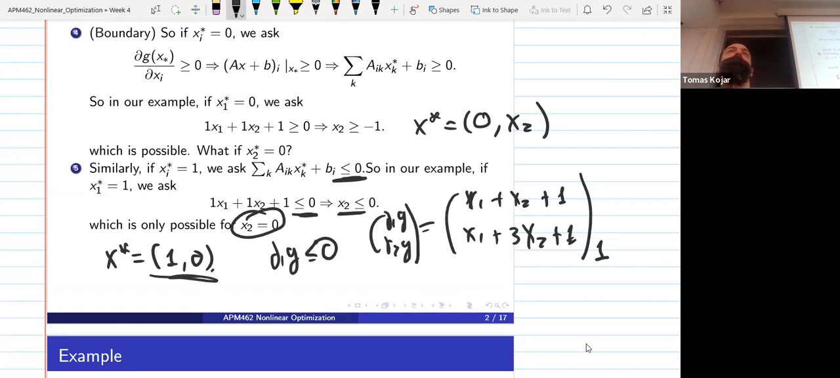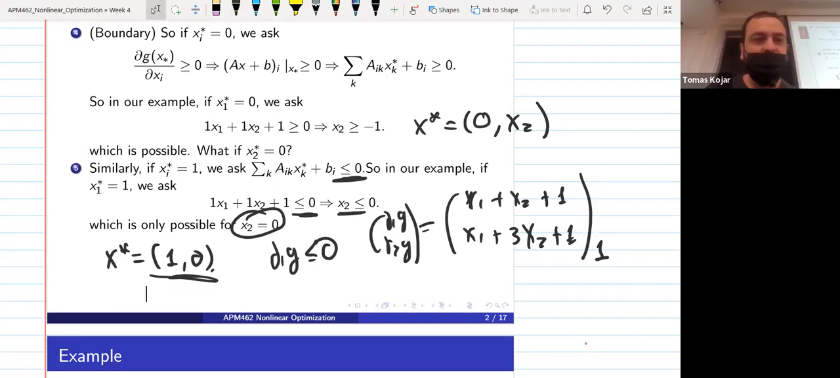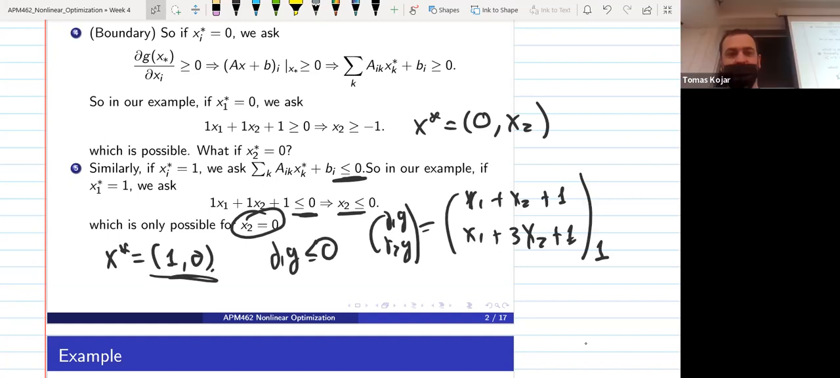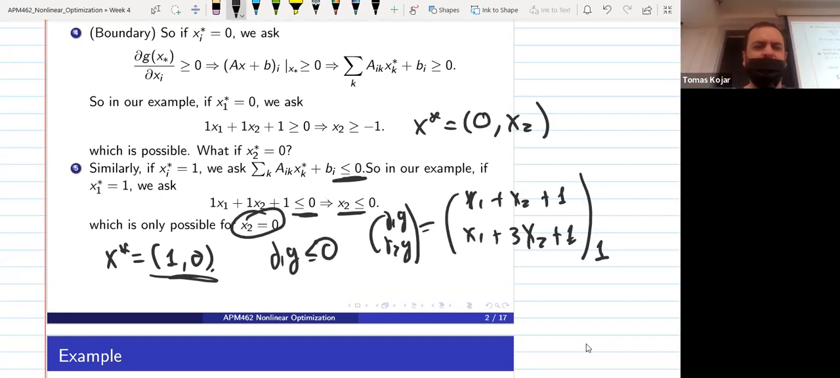Do you understand? I have a question. If x1 is equal to 1, shouldn't x2 be less than or equal to -2? Why is it 0? You mean over here? Yeah, because you said x1 is 1, so 1 times 1 is 1. Okay, what happened? You're right.